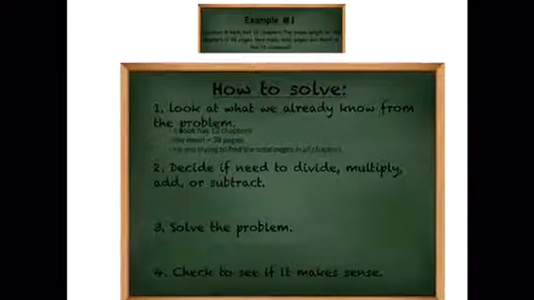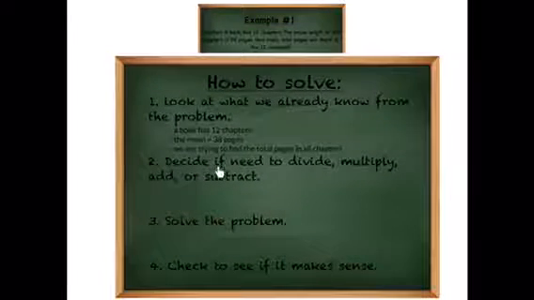Number 2. Decide if we need to divide, multiply, add, or subtract. If we already know the mean, and the mean is one chapter, I'm going to write that down, that's important. Mean equals one chapter. And we're trying to find all 12 chapters. We are going to multiply 38 by 12. Or it could be 38 plus 38 plus 38 on for 12 times. But I think it's easier to do 38 times 12.